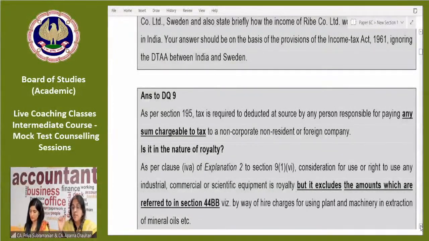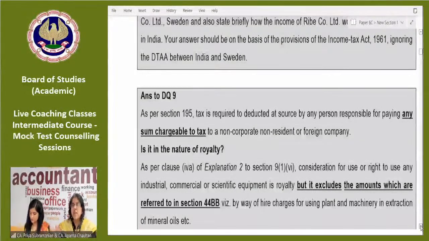Now, royalty includes consideration for use or right to use any industrial, commercial, or scientific equipment. But it excludes the amounts which are referred to in Section 44B, by way of hire charges. 44B contains hire charges for using plant and machinery in extraction of mineral oils. Okay, 44B is a presumptive tax provision. It refers to hire charges for using plant and machinery in extraction of mineral oils in India. But since it's specifically excluded from the definition of royalty, therefore it is not royalty.